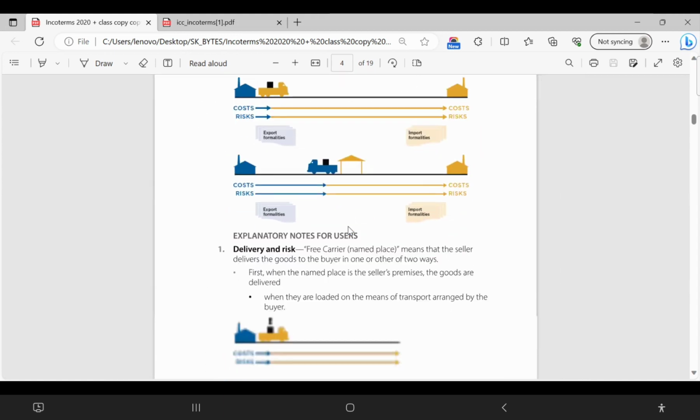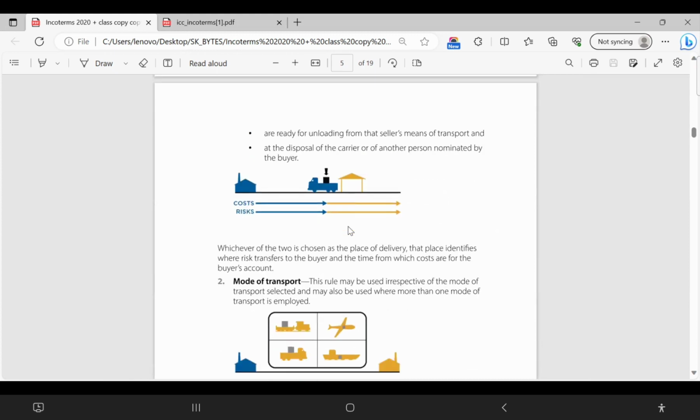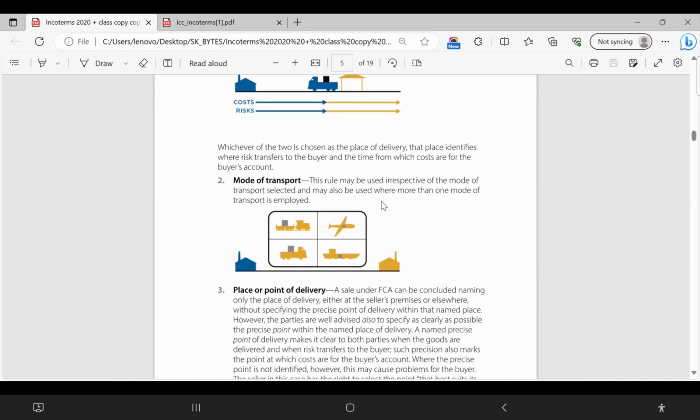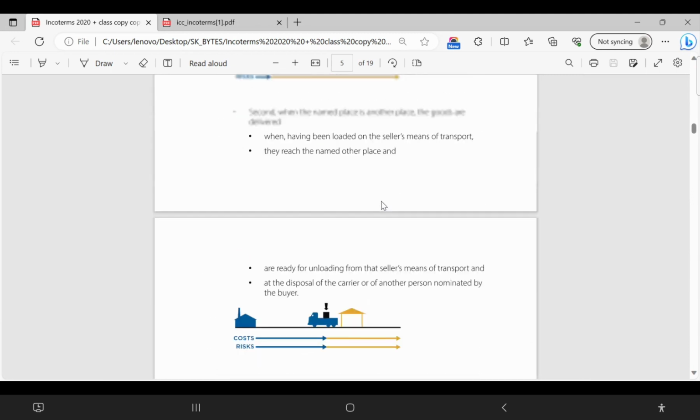Any doubts on FCA? So whichever of the two is chosen as the place of delivery, that place identifies where the risk transfers to the buyer and the time from which costs are on the buyer's account. Like from this point, it is the buyer's account. And again, this is for all modes. Any doubts on FCA?